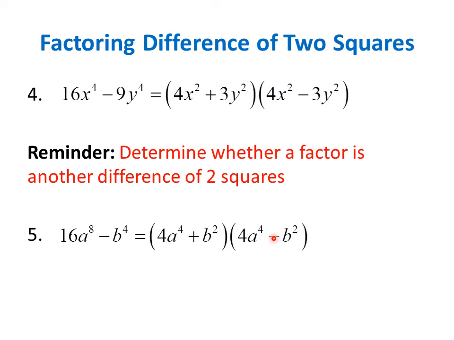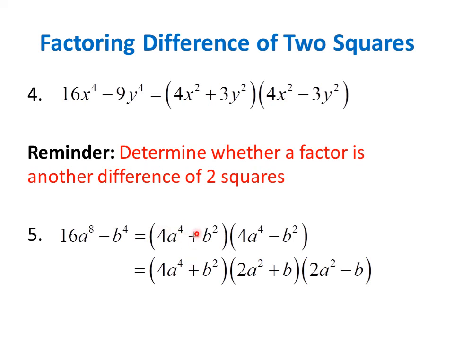You have a minus. We can get the square root of the first term. We can also get the square root of the second term. So this is a difference of two squares, which means we have to factor this binomial further. To do that, let's copy the first factor. Then we get the square root of 4, that's 2. Square root of a to the 4, that's a squared. Square root of b squared, that's b. Then we copy 2a squared and b into another set of parentheses. Then use plus and minus for the sum and difference.